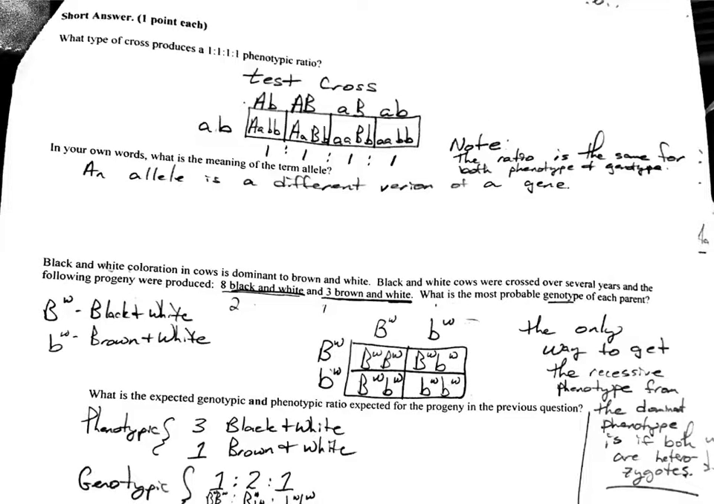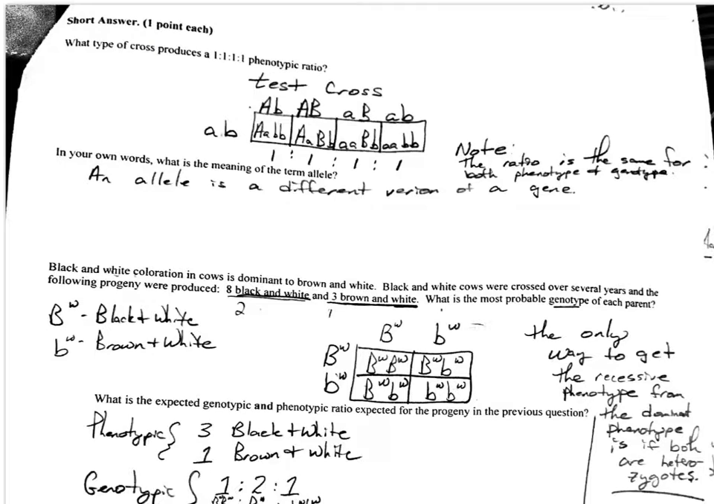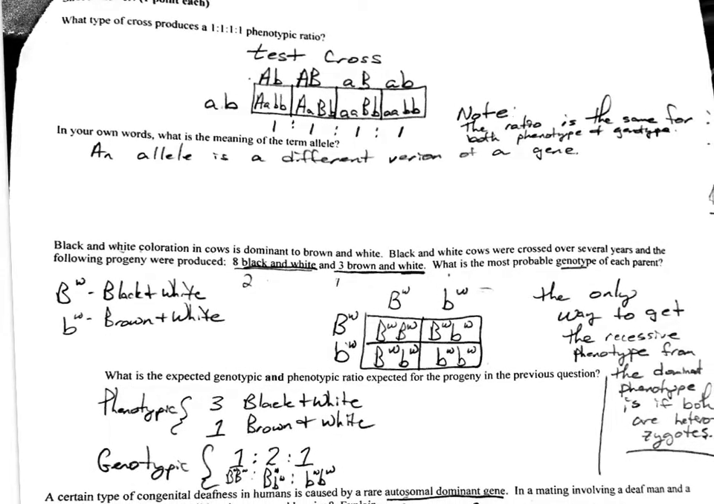Okay, so now let's take a look at what produces a 1:1:1:1 ratio. This is an easy one. It's only a test cross. Take a look at it. Your ratio is 1 of these to 1 of these to 1 of these. And notice that they're phenotypic ratios. They're all going to look different.